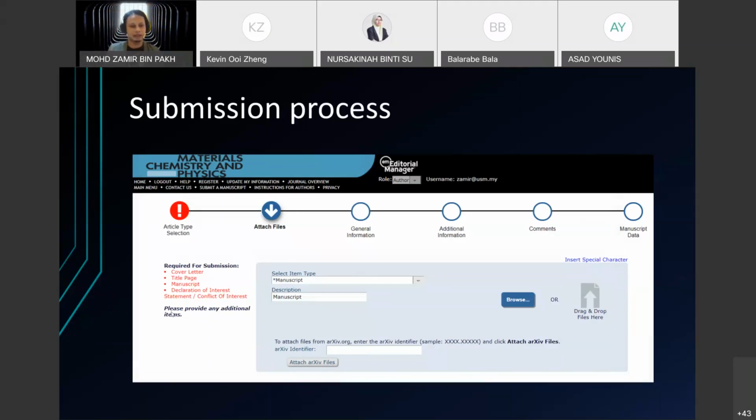Then the declaration of interest. If you have any conflicting interest, this is a default. You can find a template from the journal. And then an author statement is normally required as well, where the latest trend requires each author to spell out their contributions clearly to the paper.